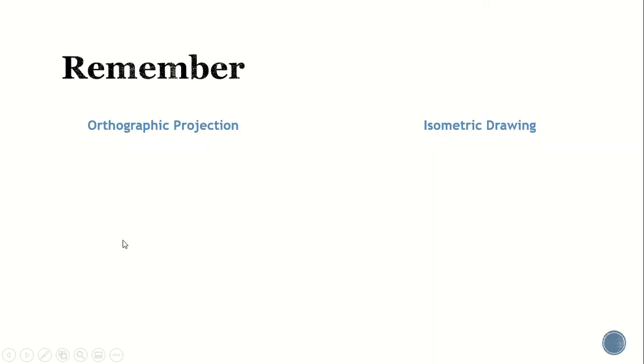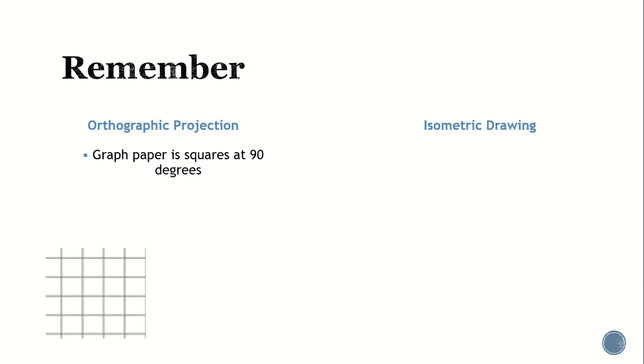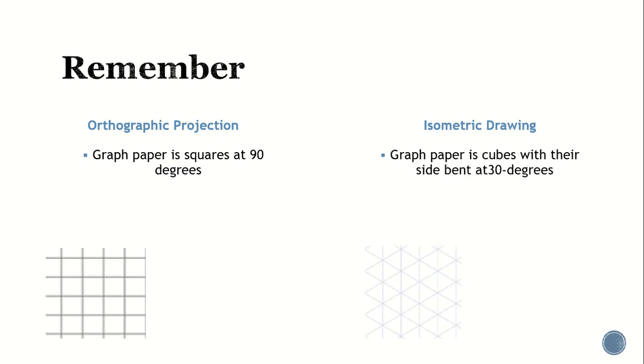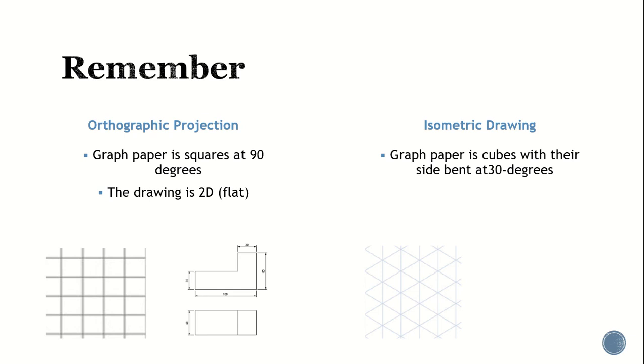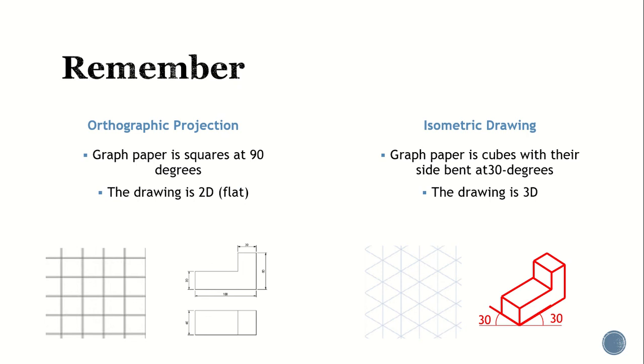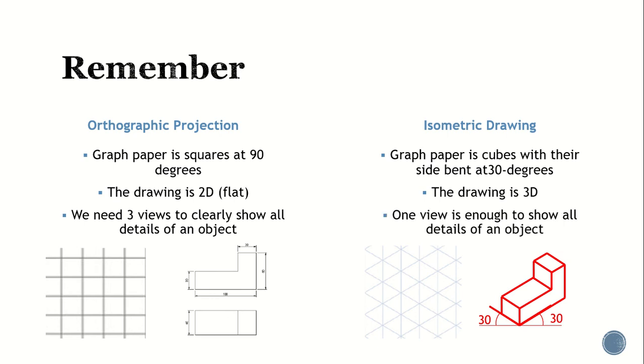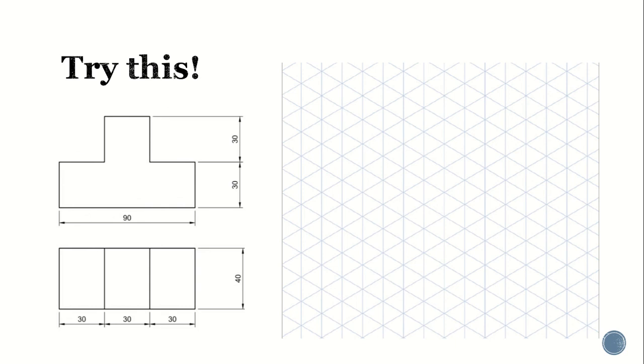Remember, orthographic projection's graph paper is squares of 90 degrees. However, isometric drawing graph paper is made up of cubes with their sides bent at 30-degree angles. The drawing in orthographic projection is 2D, meaning it is flat. However, isometric drawings are 3D and they're drawn at 30-degree angles. If I look at an orthographic projection, I need all 3 views or a minimum of 2 views to see all of the details of the object. If I have any view missing, it means some important details are missing as well. However, in isometric drawing, having one single 3D view is enough to show all of the details of an object. Try out this shape right here, try to create an isometric drawing of it and see if you understand all of the rules.